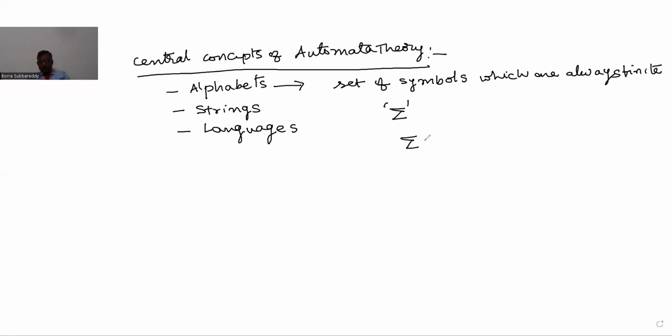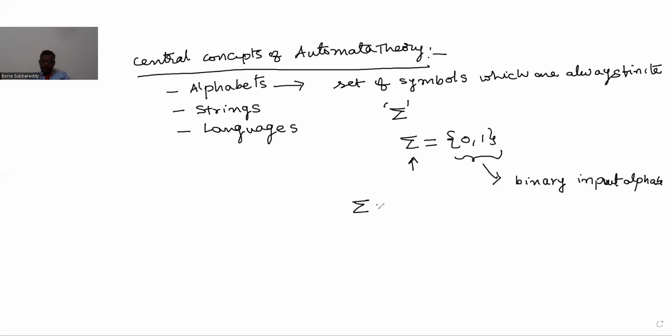For example, I am considering sigma equal to the set {0, 1}. This is an input alphabet having only two symbols, 0 and 1. This is also called a binary input alphabet.